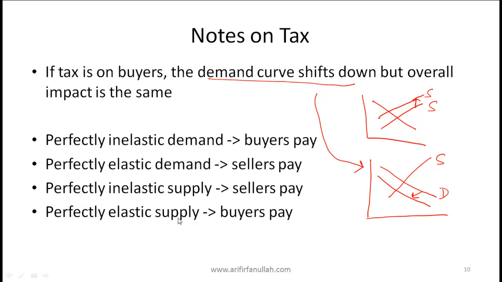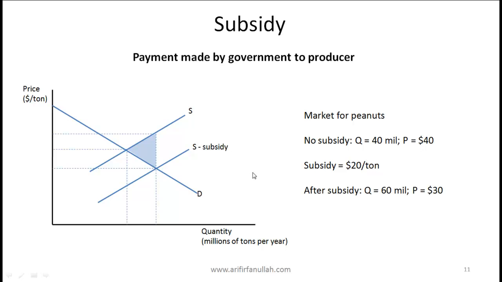Okay, so welcome back. Now we will talk about the impact of a government subsidy. What's a government subsidy? You can think of a subsidy as the opposite of a tax. So this is where the government is actually making a payment to a producer, and this is most likely to encourage the production of a given commodity.